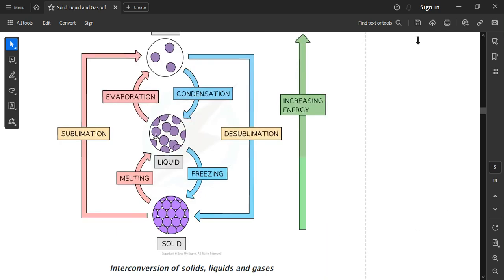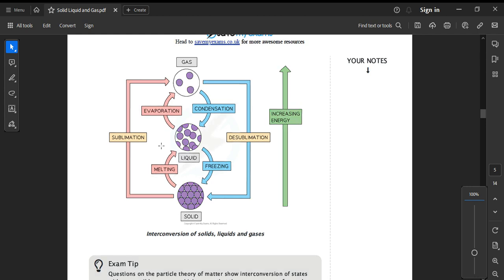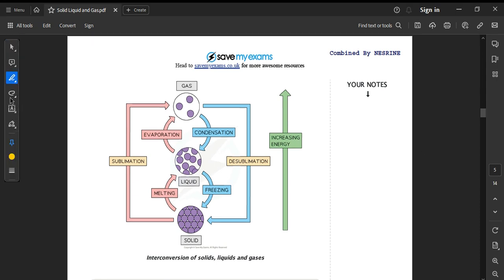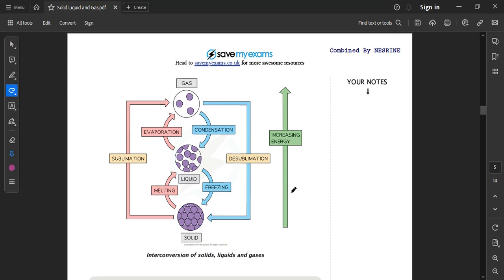Okay, so this is basically a small interconversion of solid, liquid, and gases. As the energy increases, this shows the energy increases. So from a solid to a gas is called sublimation.